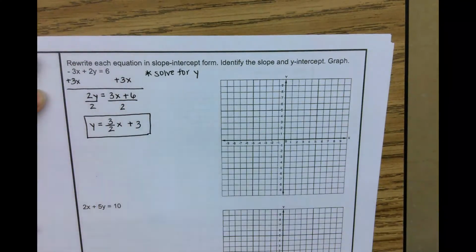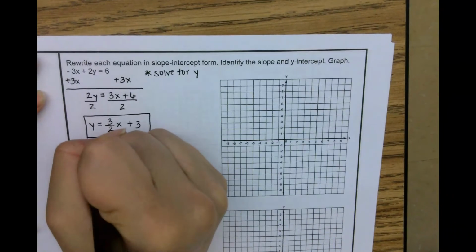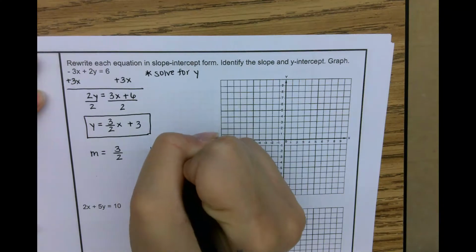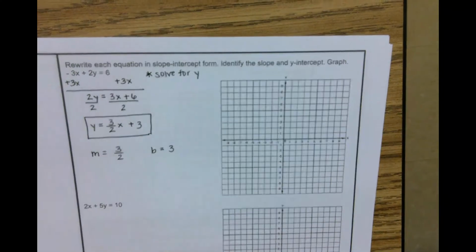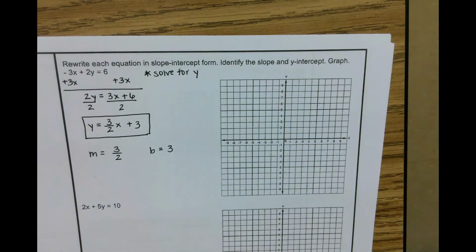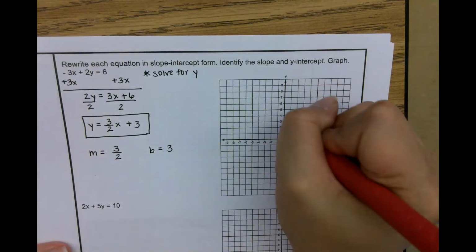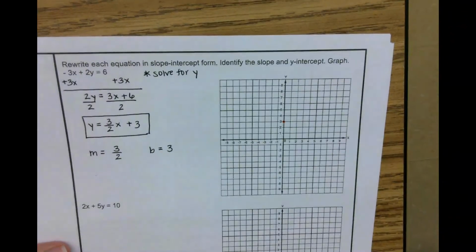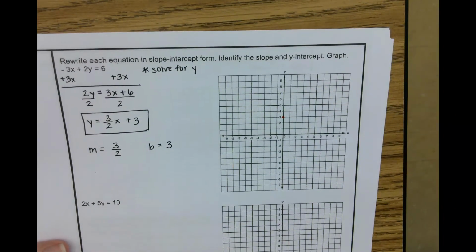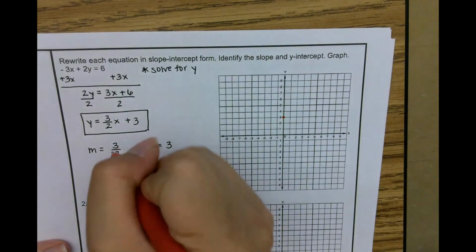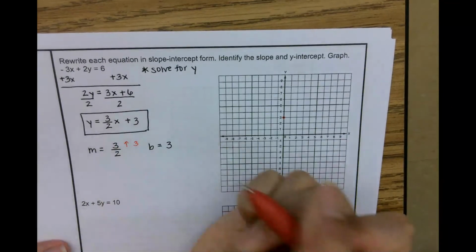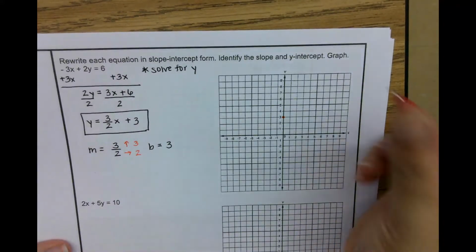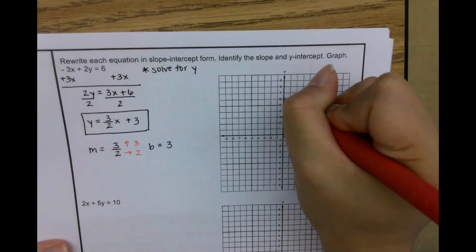You should be able to identify that your slope is 3/2, your y-intercept, or your b, is 3. So I'm going to start by graphing my y-intercept at 3. So y-axis, y-intercept. Then I'm going to use my slope to graph. It's positive, so that means I'm going to go up 3, and always right, to the right 2. So I'm going to go up 3, 1, 2, 3, to the right 2, 1, 2.